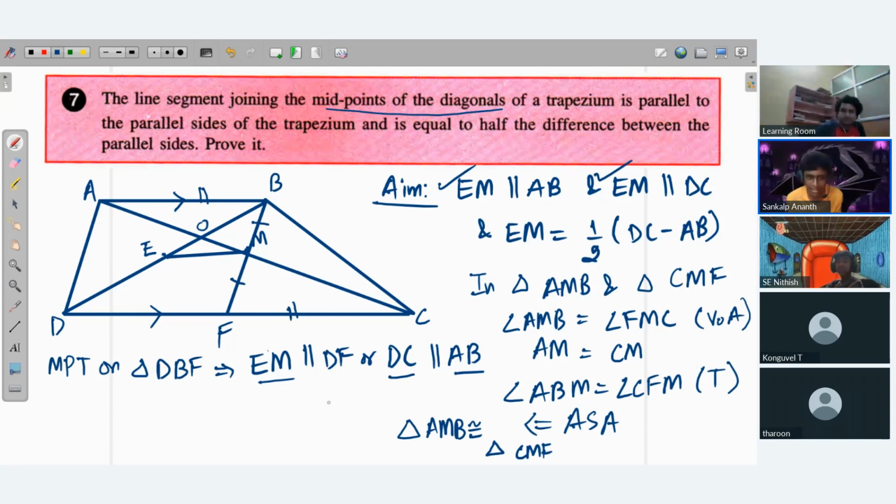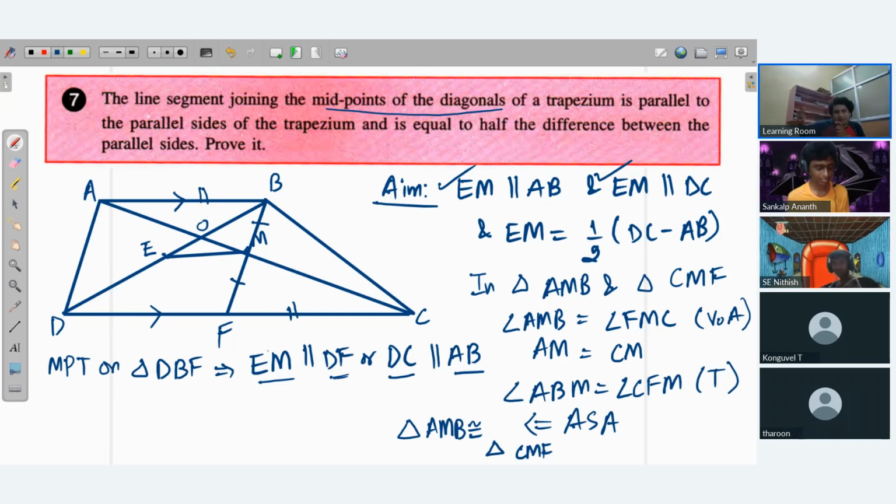But I did it in a completely different way, sir. Sir, I have a doubt. Where is EM parallel to? Midpoint theorem on DBF. You're saying EM is parallel to DC. Is it parallel to DF or not? Yes, sir. EM is parallel to DF. DF is nothing but a line segment of AB.